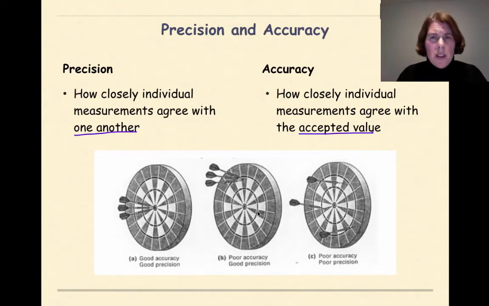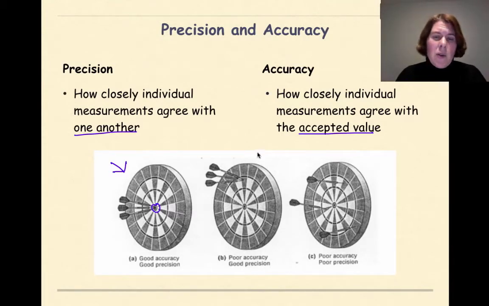One way of showing this as an example is through the use of a dartboard. If our accepted value that we're trying to achieve is a bullseye, then this first example that we see right here demonstrates both good accuracy and good precision. It's good accuracy because all the darts are hitting our bullseye in the middle. It's good precision because all the darts are going to the same place. In other words, this person's a pretty good dart player.